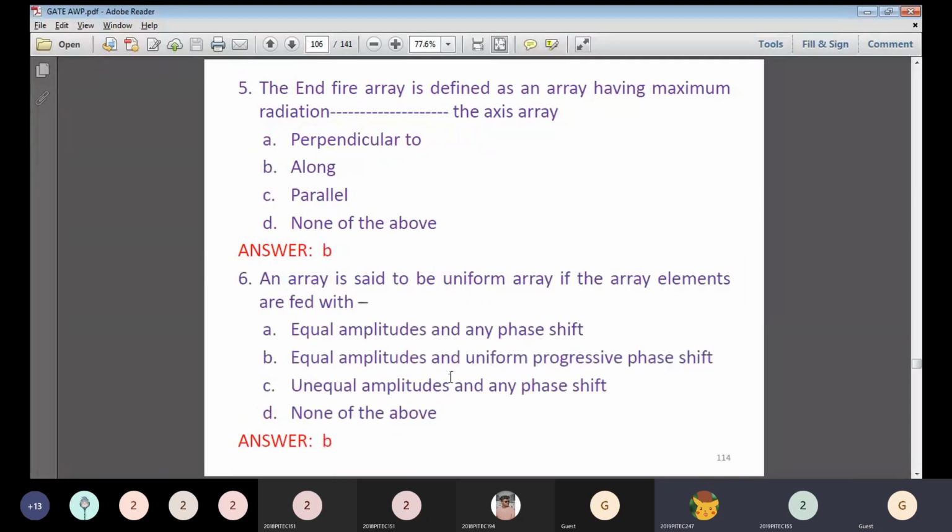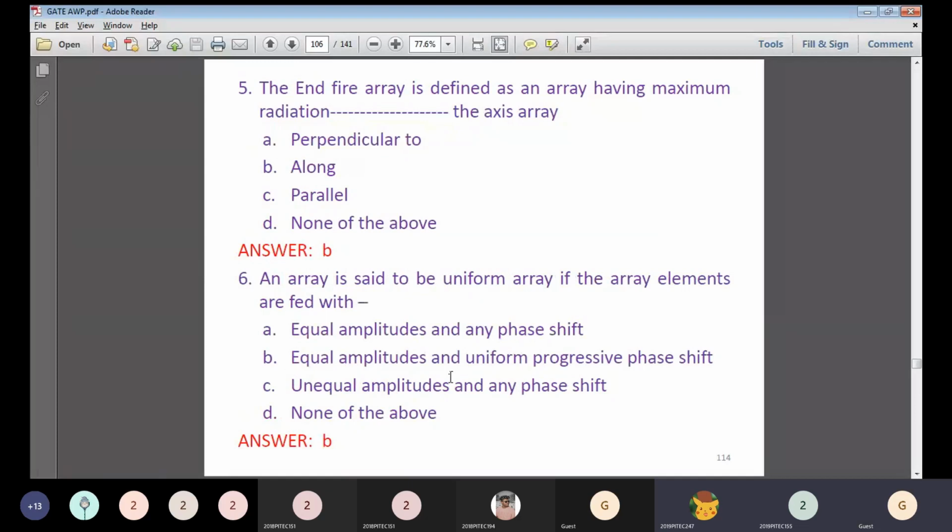The end-fire array is defined as an array having maximum radiation dash the axis of the array. Along the axis of the array is going to be the answer, B. Because in end-fire we are going to get the radiation along the axis of the array. That's why it is called an end-fire array.